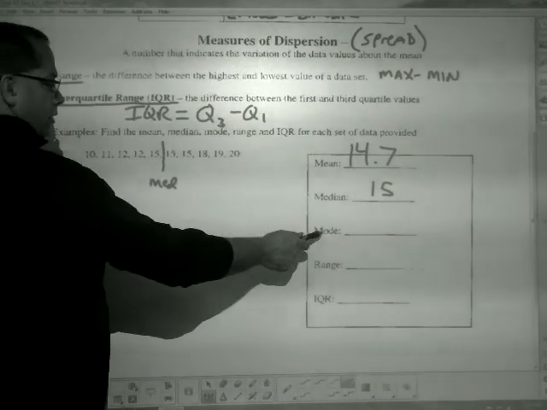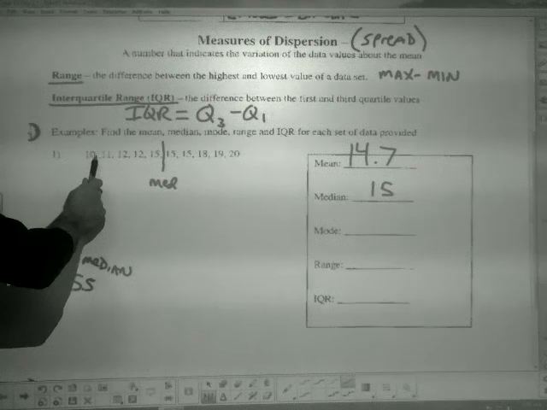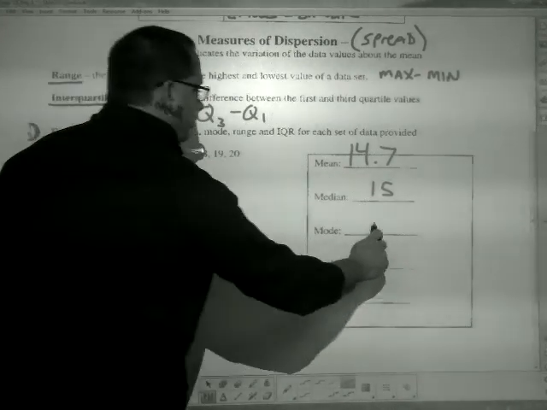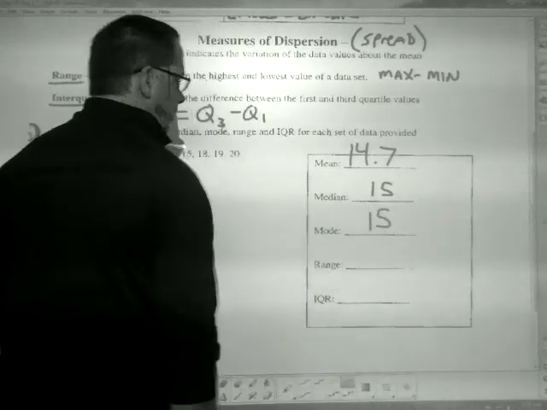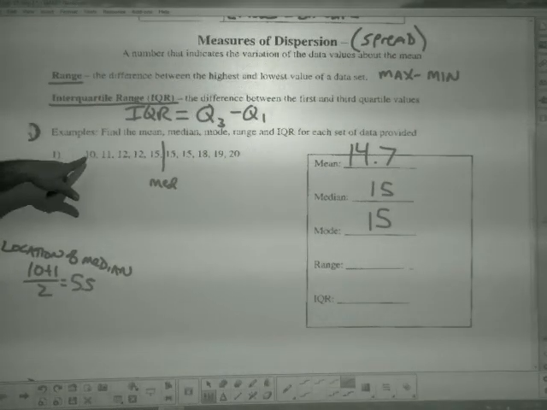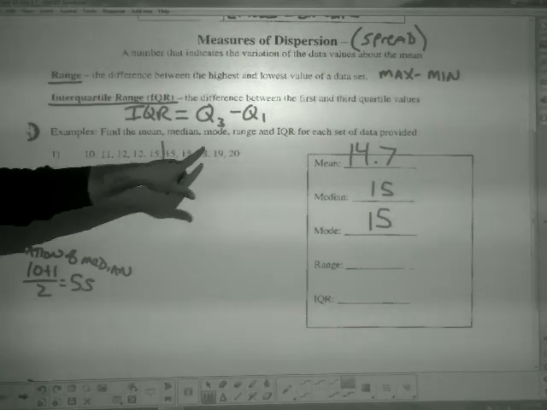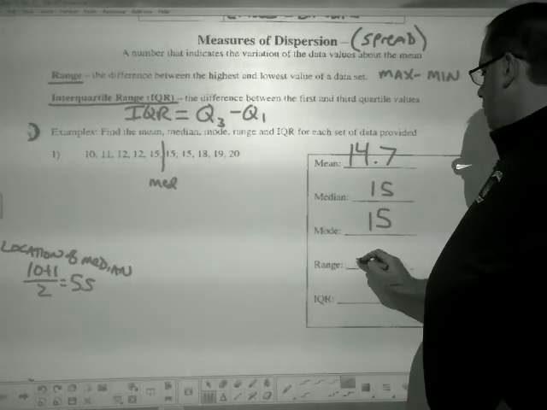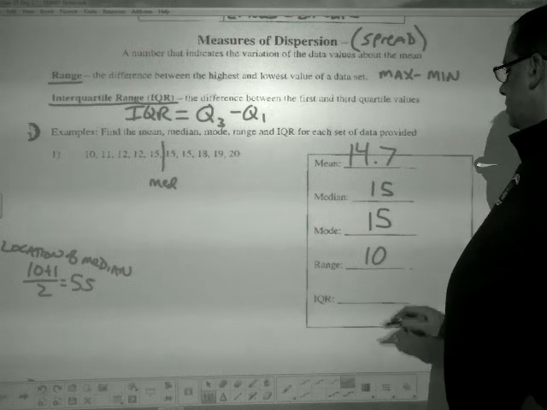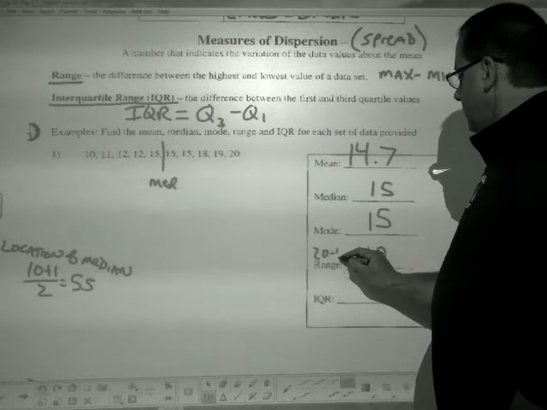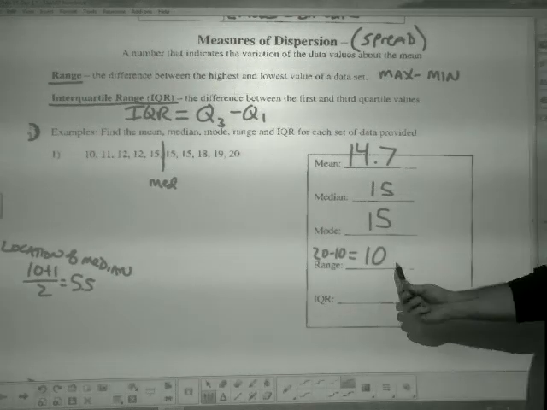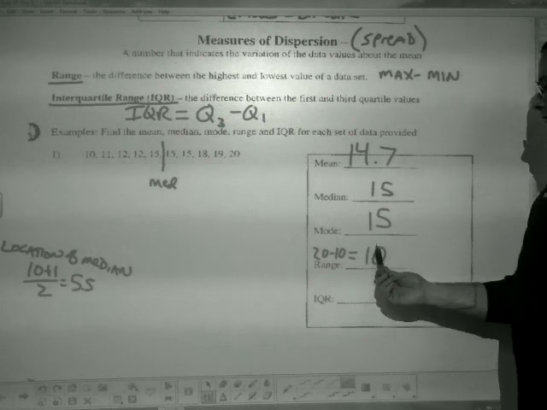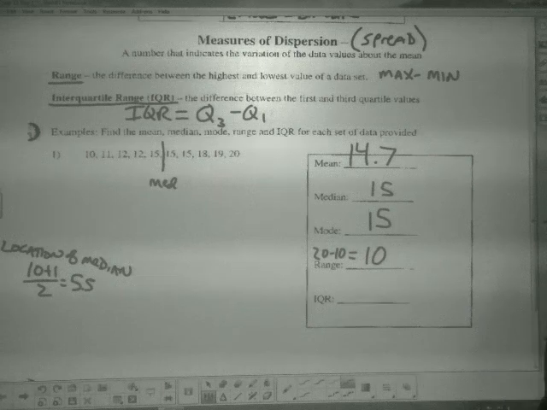The mode, most frequent number. I got a 10, 11, I got 2 12s, 3 15s. My most frequent number is 15. Range. High number, low number. 20 minus 10, which is 10. So the range, this is 20 minus 10. 10 is my range. You don't state it like this, you give me an answer, give me a number.